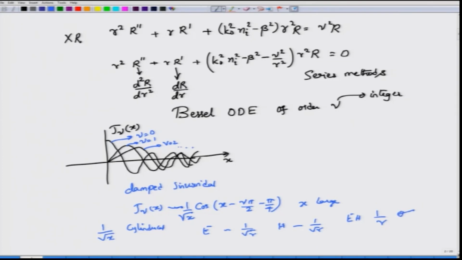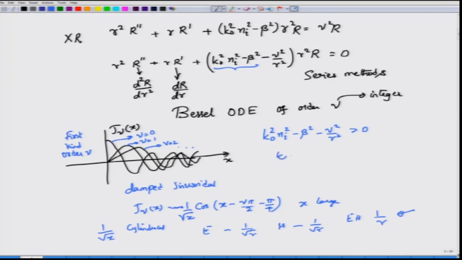Okay. So, this is one type of Bessel function, and this Bessel function will be the solution provided k 0 square n 1 square minus beta square is greater than 0. We want this particular term, and I need to also include the argument with nu square, so minus nu square by r square is positive. So, we will have this kind of solution, which is called the Bessel function of the first kind of order nu, provided k 0 square n 1 square minus beta square minus nu square by r square is a positive quantity.